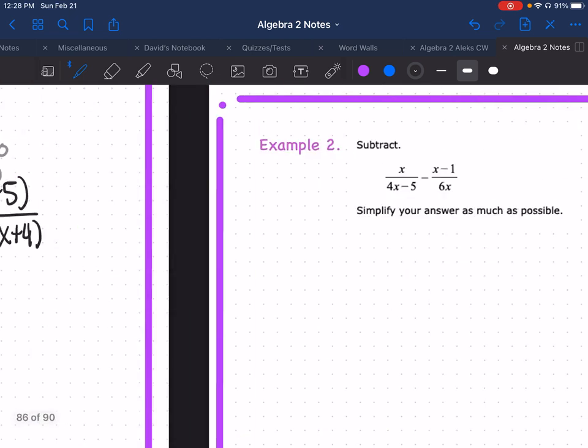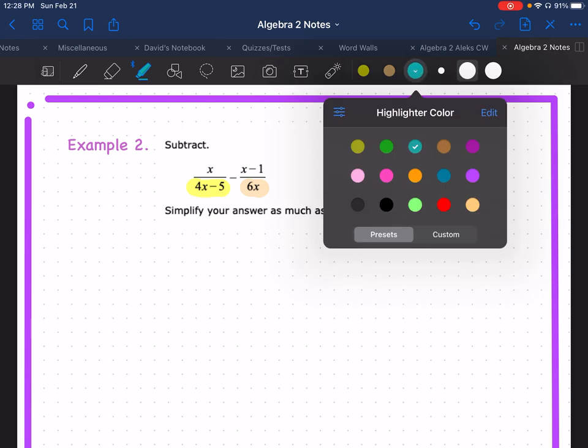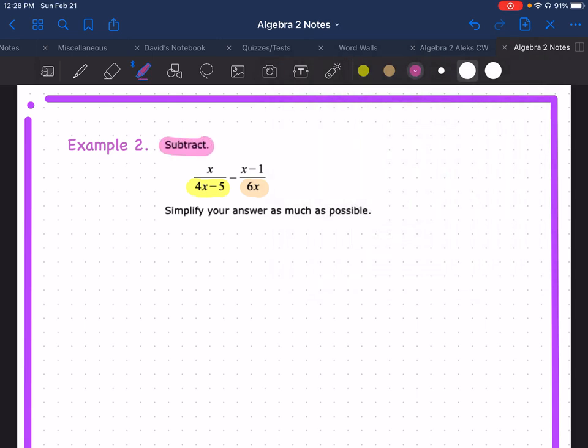Let's try another one. All right. Remember, it's always a good idea to go ahead and take a look at your denominators as they are given to you. And this one, I'm going to have to change my color. This one is making me subtract. So I have to actually do a little bit of looking at this one because I'm not quite sure about my LCD.